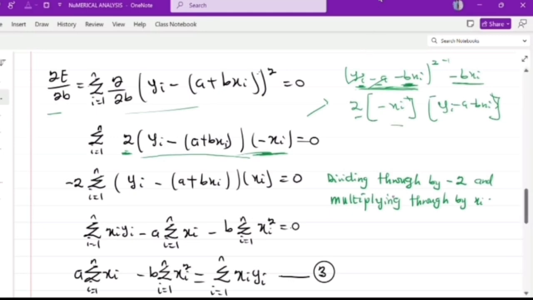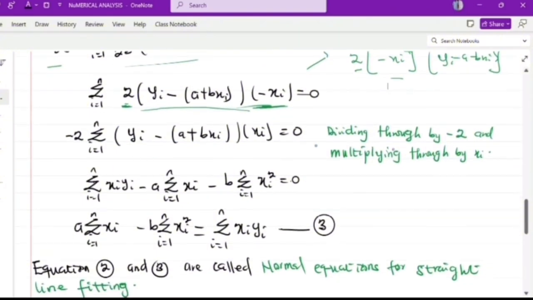So we can bring the negative out from here to multiply the 2, and we get this one. Okay, and when you divide both sides of the equation by negative 2, and multiply through by the xi, you're going to get this equation.